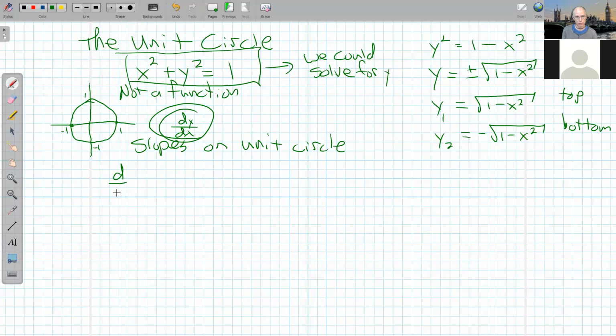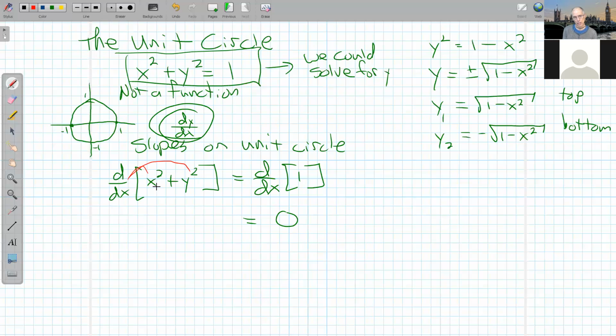So I can take the derivative with respect to x of this left side, x squared plus y squared, equals the derivative with respect to x of 1. So let's do the right side first. That's easy. The derivative of a constant is 0. On the other side, we have a rule that says we can slide the derivative through the sum. So we can take the derivative with respect to x of x squared, which is just 2x.